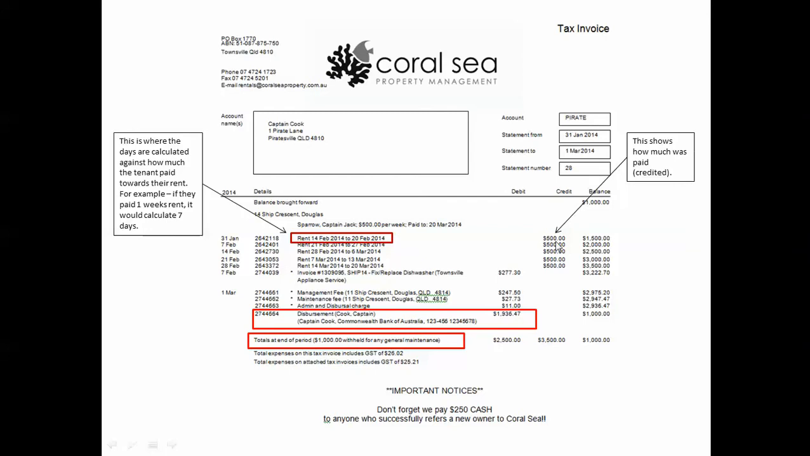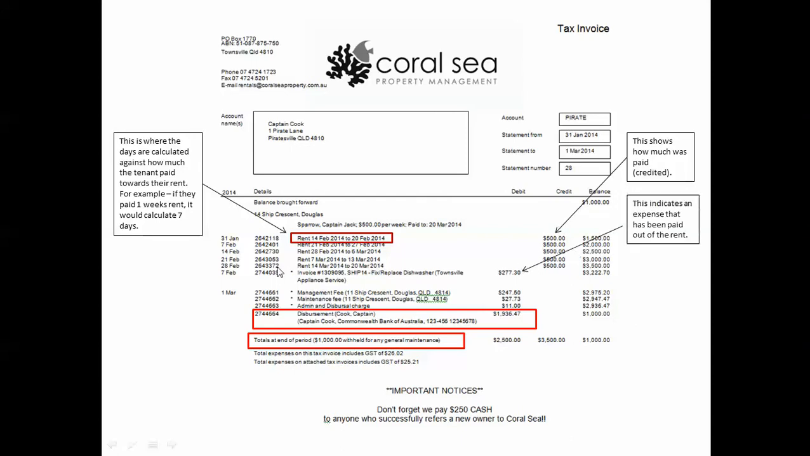This area here just shows you how much has been paid, or how much was credited. Some people do get confused in this section. To give you an example, if Captain Jack Sparrow had only paid $250 per week, the paid-to dates over here would be different, as he has not paid a full week's rent. Remember, the rent amount being charged is up here, which is $500 per week. In the credit column, this only represents the amount that was actually credited or transferred to our bank account towards rent.